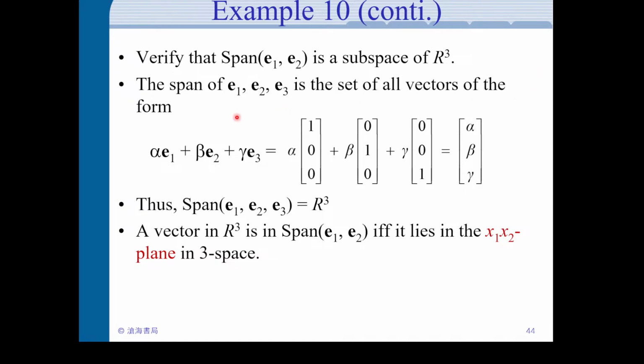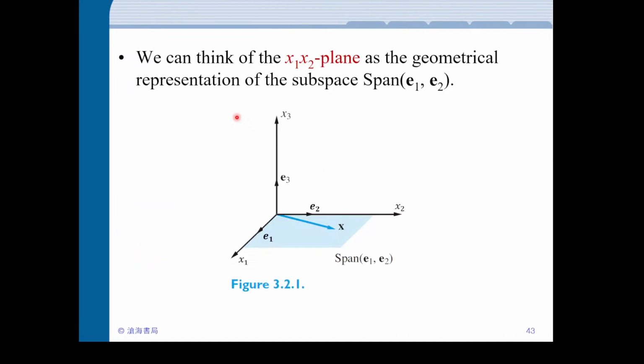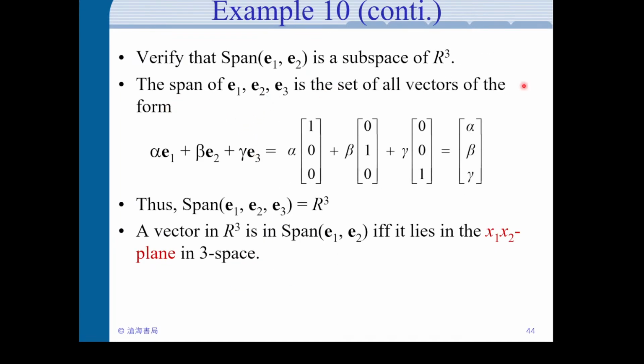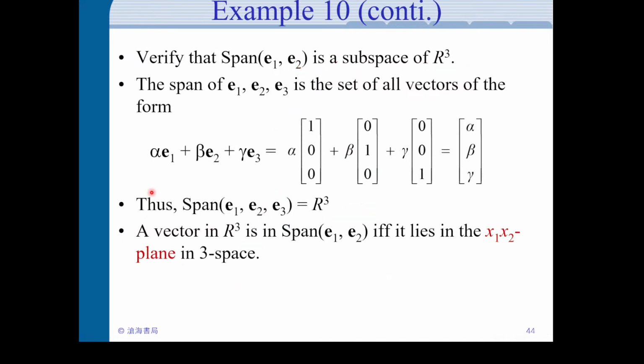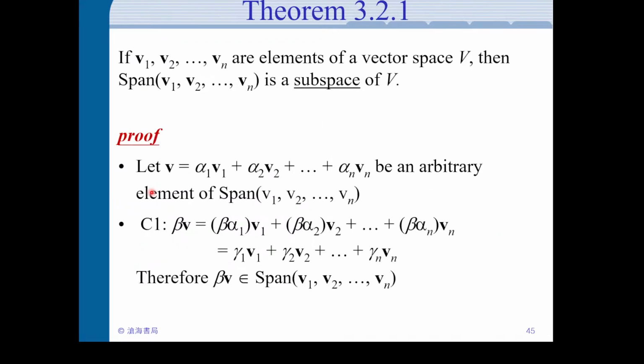Okay. And also we can have a span of more vectors. So you have a span of E1, E2, and E3. Then you will get vectors of the form (alpha, beta, gamma), and you see that this is just all possible vectors in R3. So yeah, this span is just the whole space. Okay, so these are two subspaces of R3. So the span of E1, E2 is this plane, and the span of E1, E2, E3 is everything.